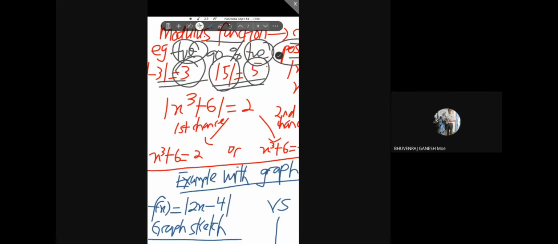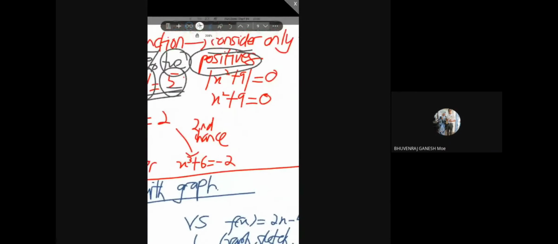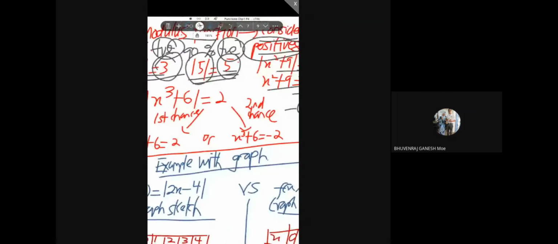Also positive, because with modulus, the end result should be positive no matter what. Then another example, x square plus 9 is 0. When you modulus this, you have to add a positive and negative to your integer at the right. But since this case is 0, positive 0 or negative 0 has no effect. 0 is neither positive nor negative, so it doesn't affect your final outcome.